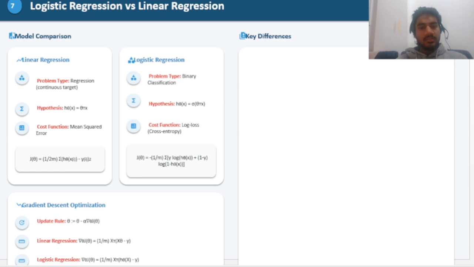Second is logistic regression. It is used for binary classification like spam versus not spam, disease versus not disease.